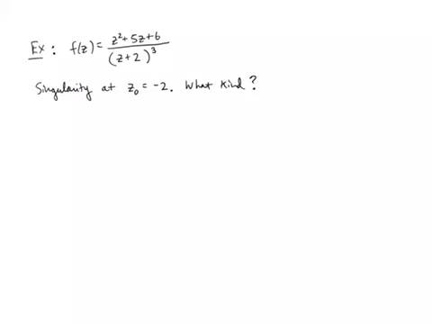Well, let's see. Could it possibly be removable? In the case of a removable singularity, we saw that the characteristic thing is that your f of z is bounded near the singular point. In fact, we showed that bounded implied that the limit as z goes to z naught exists. So the characteristic signature of a removable singularity would be that the limit as z goes to negative 2 of f of z would exist.